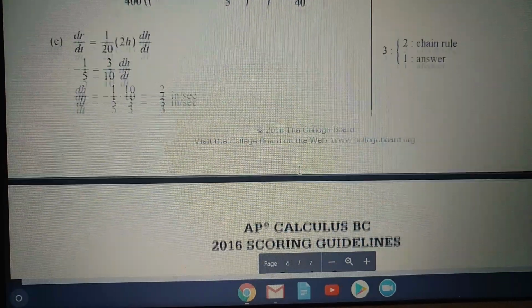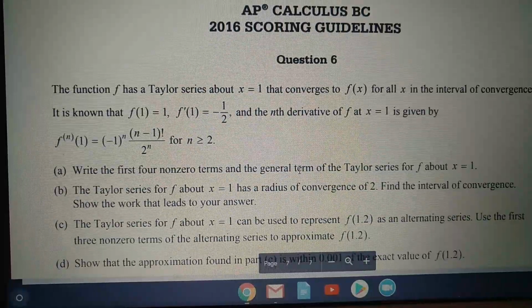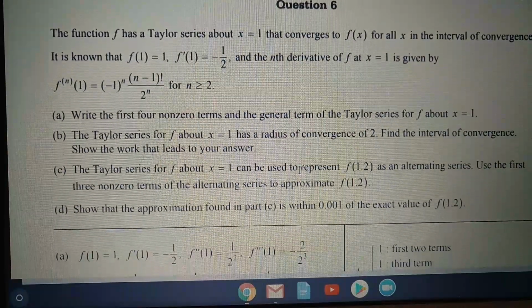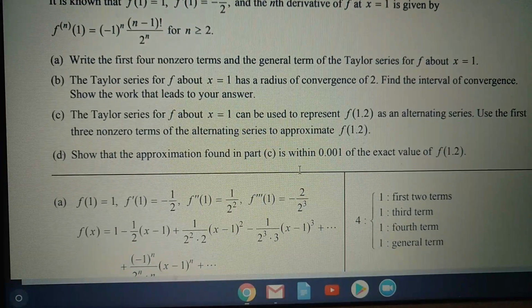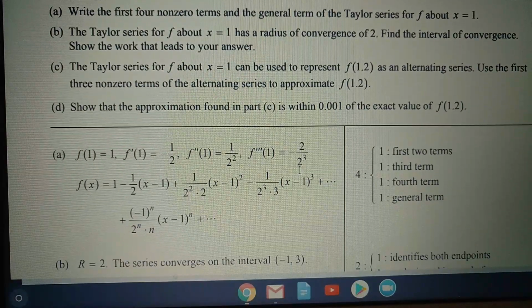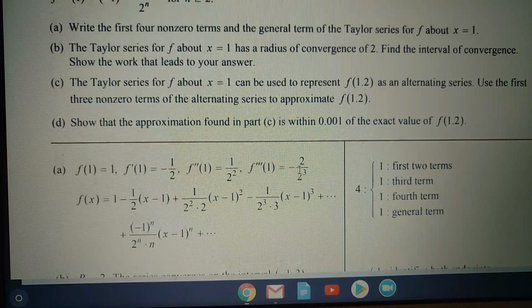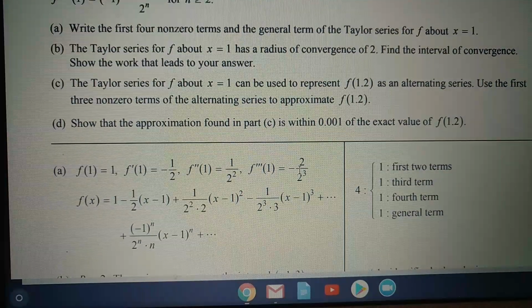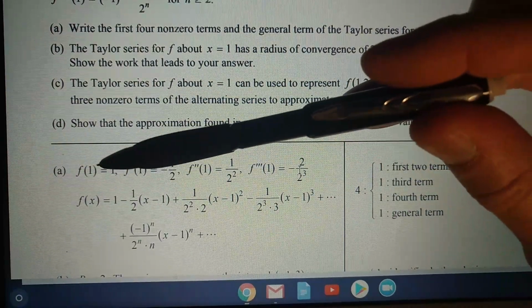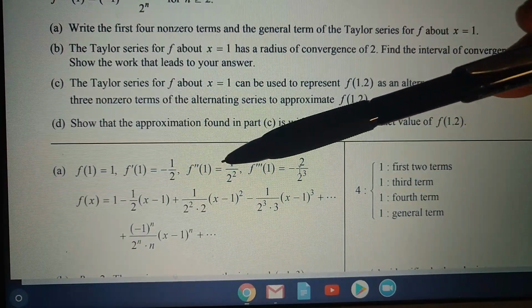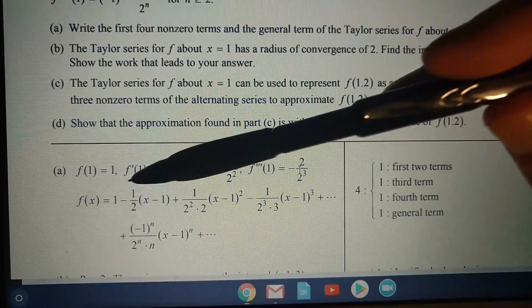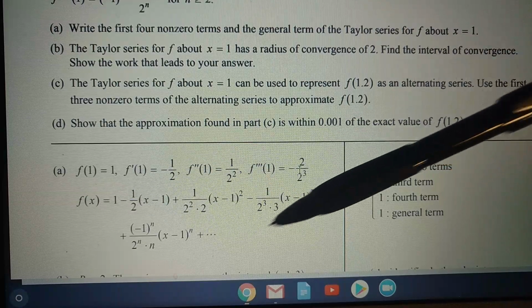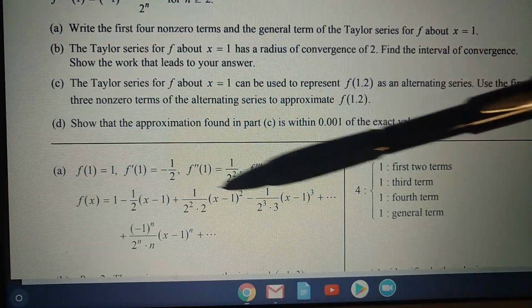All right, last question. Question 6. This one's all BC. We got our good old series question here. So first, we need our first two terms. So we have to write the first 4 non-zero terms. So here's our value at f, our first derivative at 1, second derivative at 1, third derivative at 1, getting our first two terms. So here's our 4 terms right here, 1, 2, 3, 4.